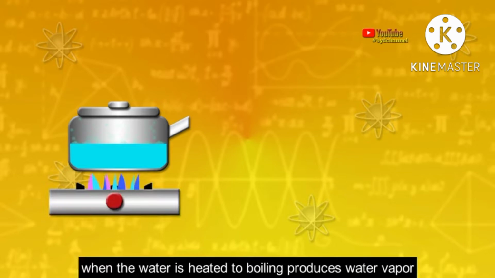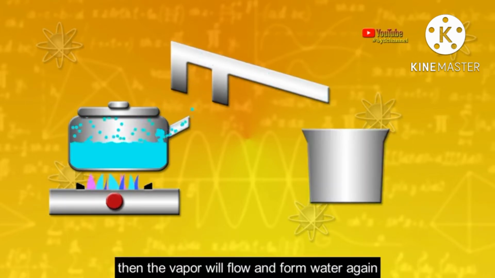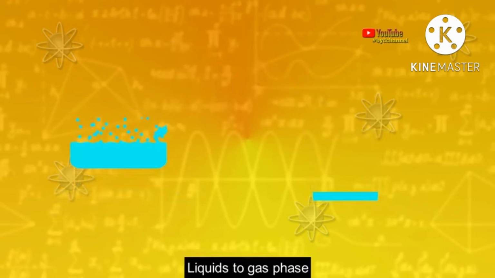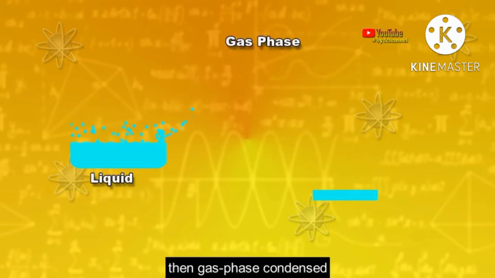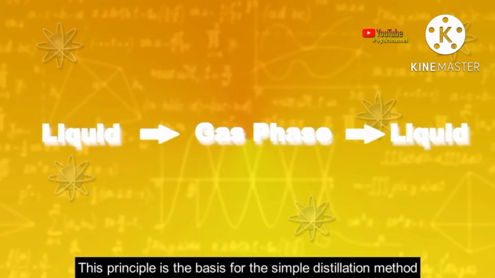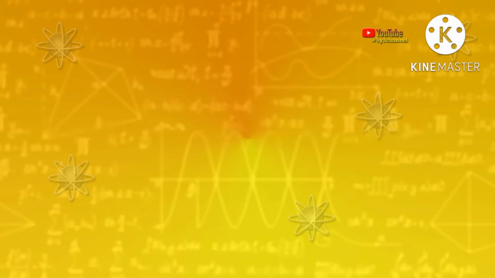When the water is heated to boiling, it produces water vapor. Then the water vapor meets a barrier, and the vapor will flow and form water again. Liquid changes to the gas phase, then the gas phase is condensed and changed to liquid again. This principle is the basis for the simple distillation method.